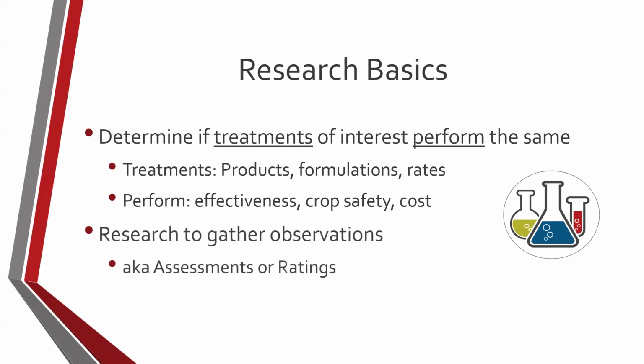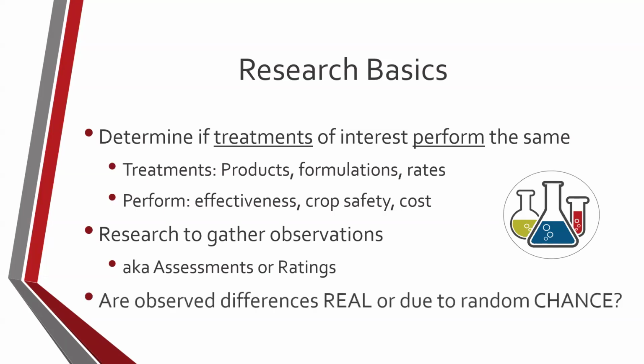So then we perform research trials, so that way we can obtain observations of the treatment performance. In ARM, we will call those assessments or ratings. But the question is, are the observed differences that we see in those observations due to the treatments or just due to random chance? So that's really where statistics come in, namely the analysis of variance will be our focus.